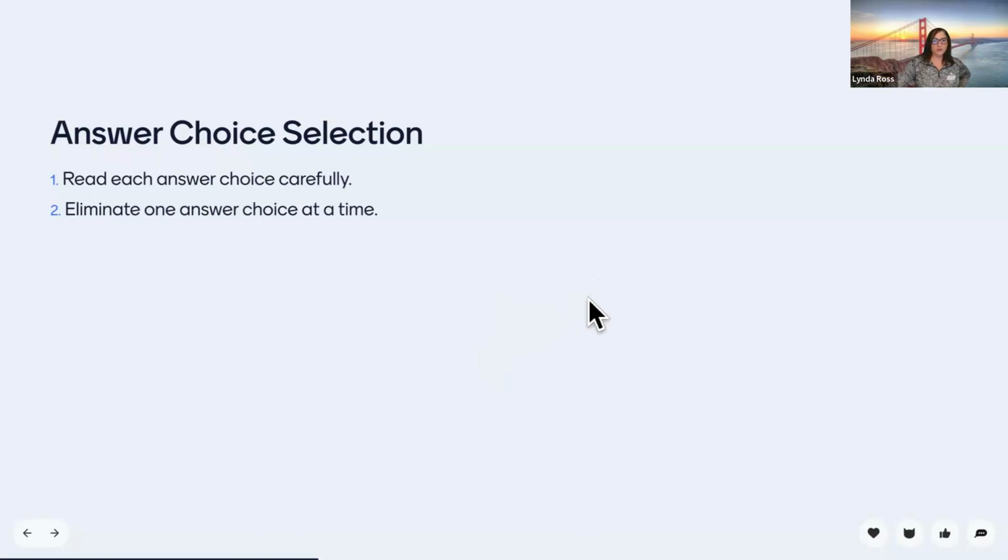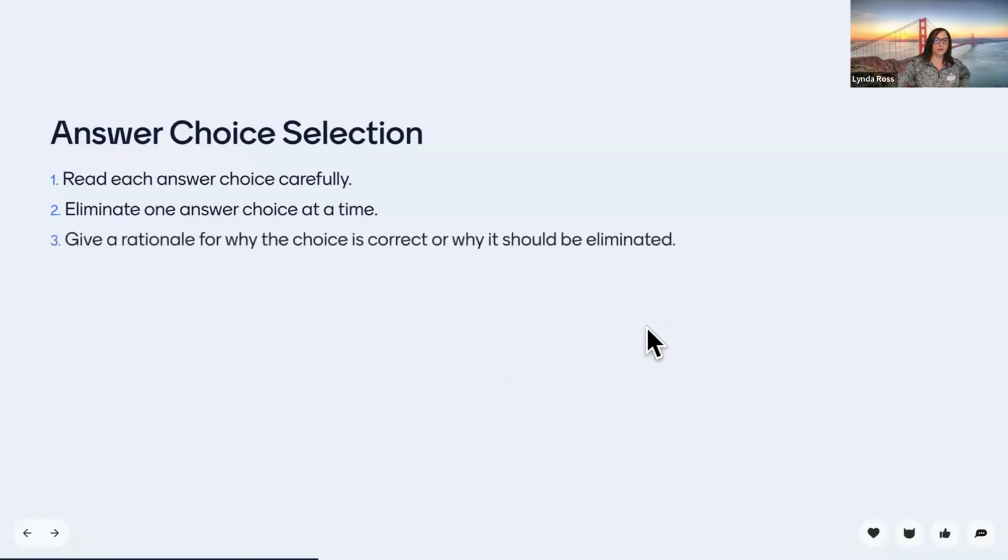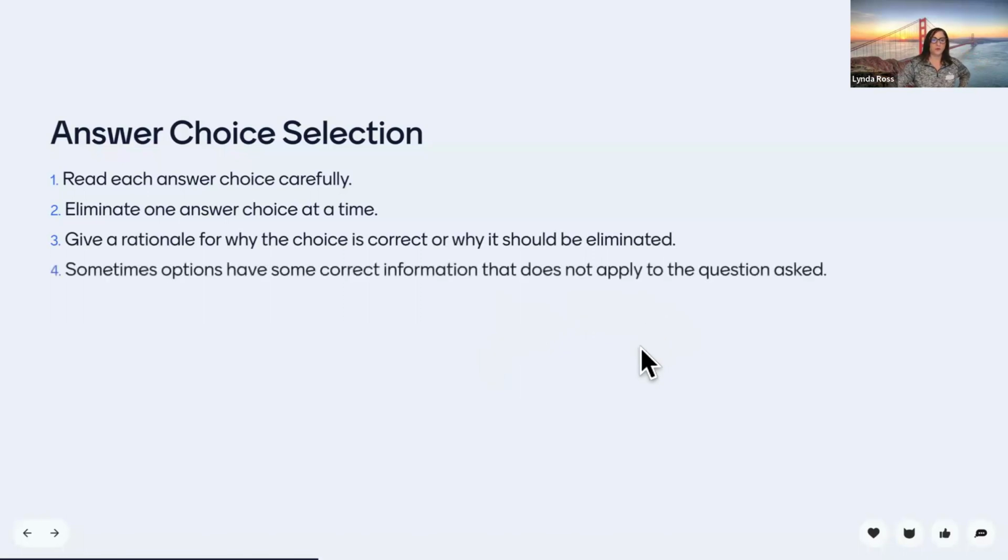Need to eliminate one answer choice at a time, and really give a rationale for why the choice is correct or why it should be eliminated. So you should have a reason why. Sometimes options have some correct information that does not apply to the question asked, so you want to make sure that you look at that. Sometimes you also see an option where there's some correct answer and then incorrect answer. So you really need to look at those distractors and eliminate them.